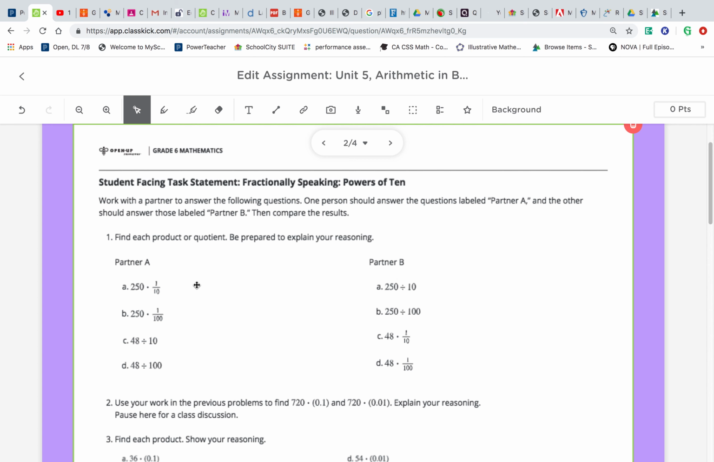Okay, if we look at letter A, I want to show you something. It says 250 times 1/10. We want to find out what that is. Well, 250 times 1/10 means we're talking about taking 1/10 of 250. Okay, so all we've got to do when we take 1/10 of 250 is think about moving the decimal point in one spot.